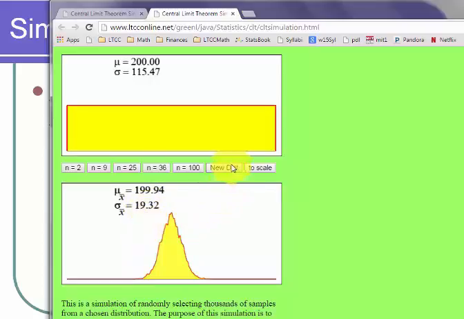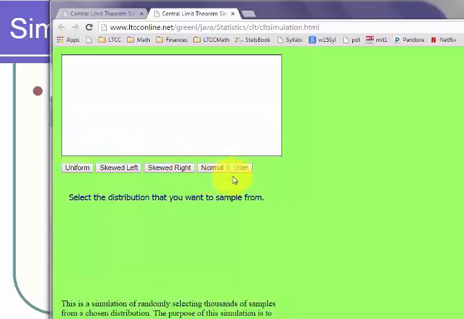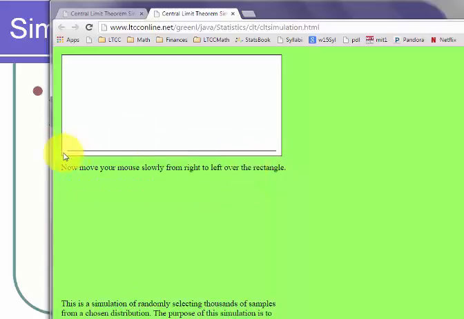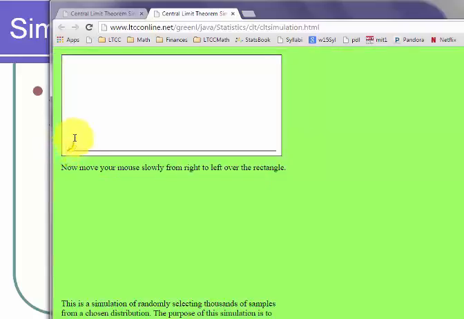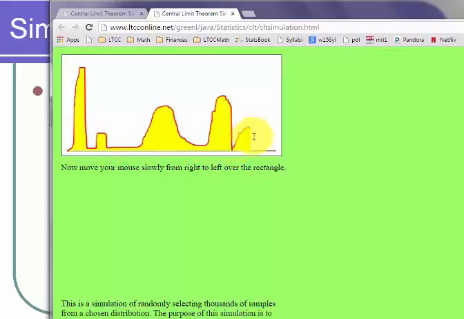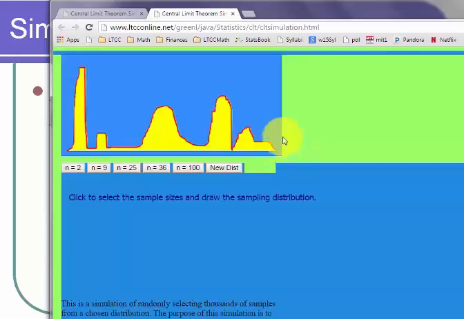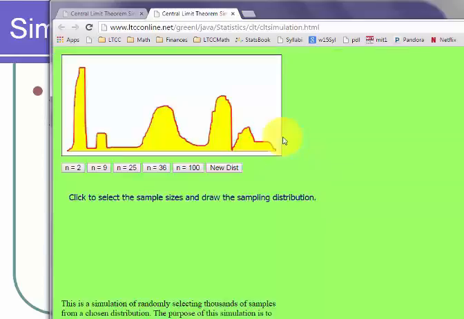This even works with some fun distributions. So if I start out with an interesting distribution, let's put a little skyscraper in here. Maybe a condominium. How about a little mound? And just all kind of funky stuff. Okay, so here's the distribution. If we do a sample of size 2, do you think we'll get a normal distribution? Let's take a look.